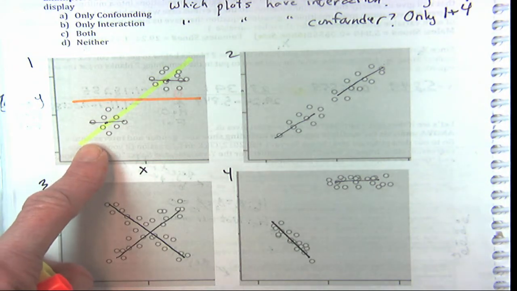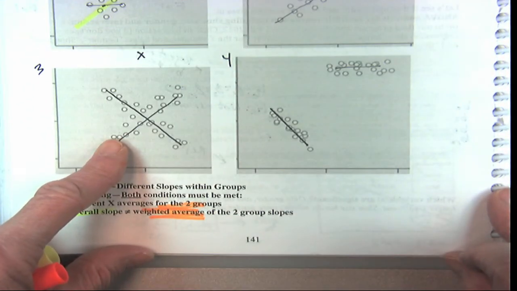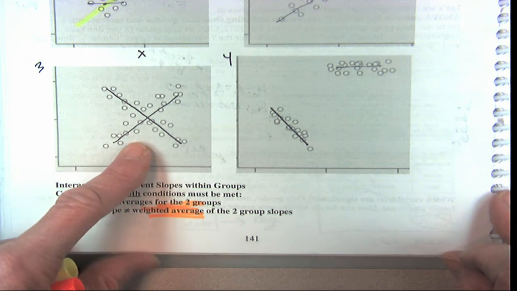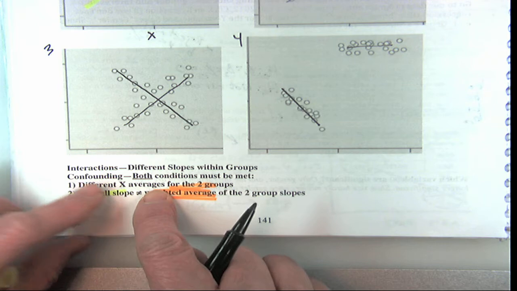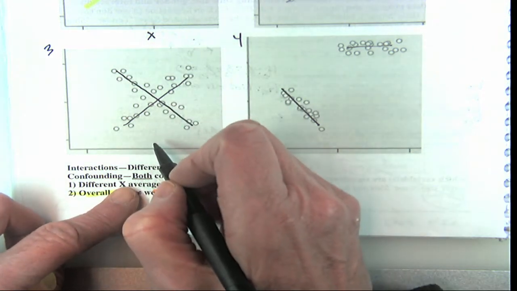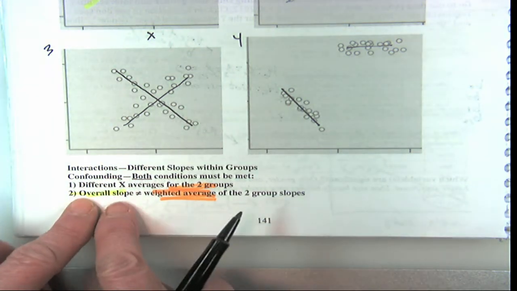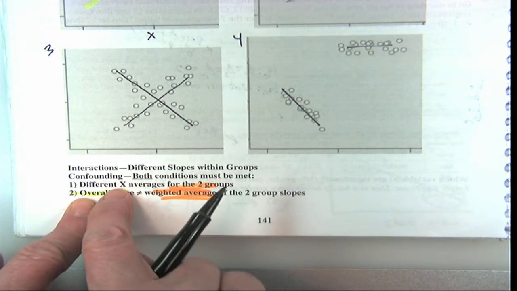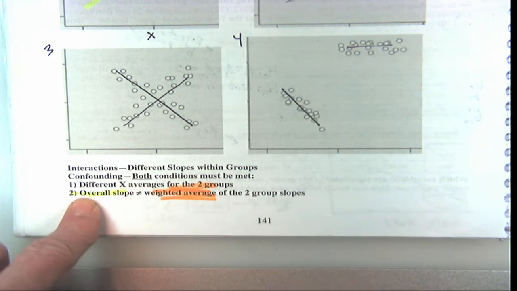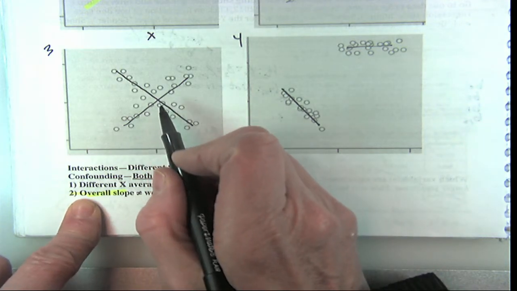Can you explain why number 3 wouldn't be a confounder? For the interaction, why this is an interaction? Or why it wouldn't be a confounder? Why this wouldn't be a confounder? Great. Well, first of all, it doesn't have different x averages for the two groups, so it couldn't be a confounder. But that really is a consequence of this one. When 2 is true, 1 always follows. I just wrote them there so you can get a visual. So you can right away know, but why is that?